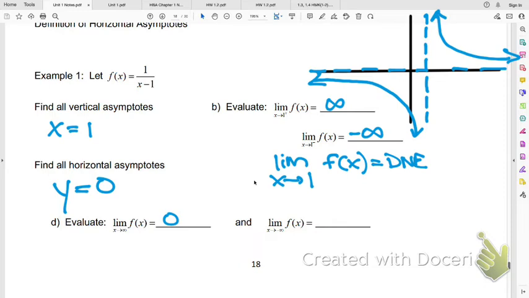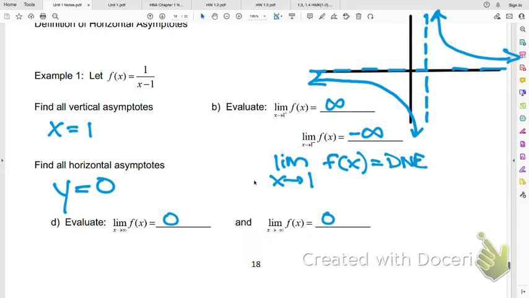Because as we track out this way, this branch is just going to get closer and closer and closer to 0. Is it ever going to touch 0? No, but a limit is a prediction. What is it getting closer to? 0. On the left side, if I track this piece, I also know it's getting closer and closer and closer to what number? 0.